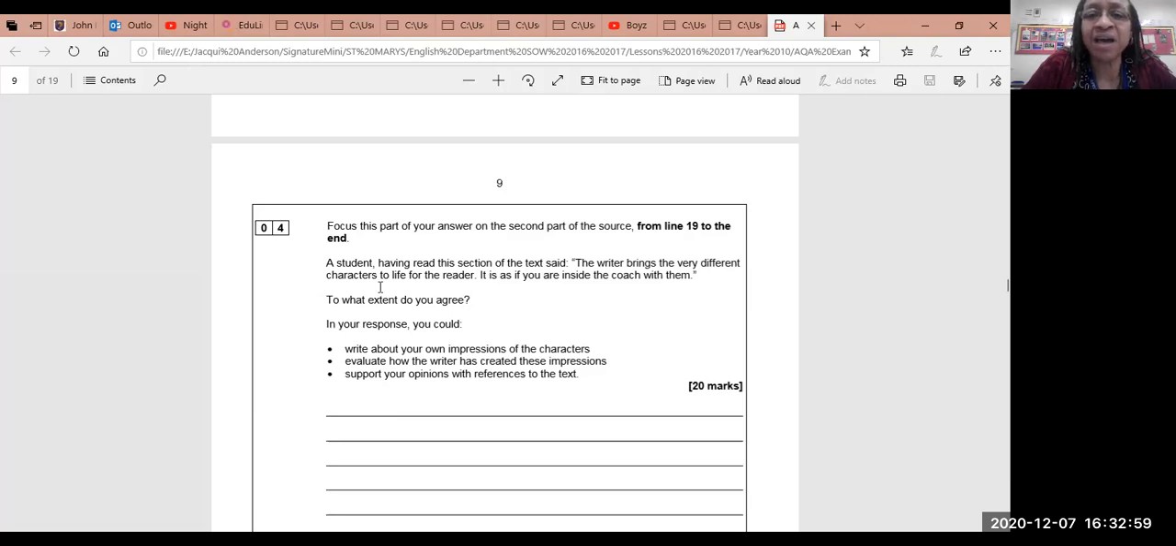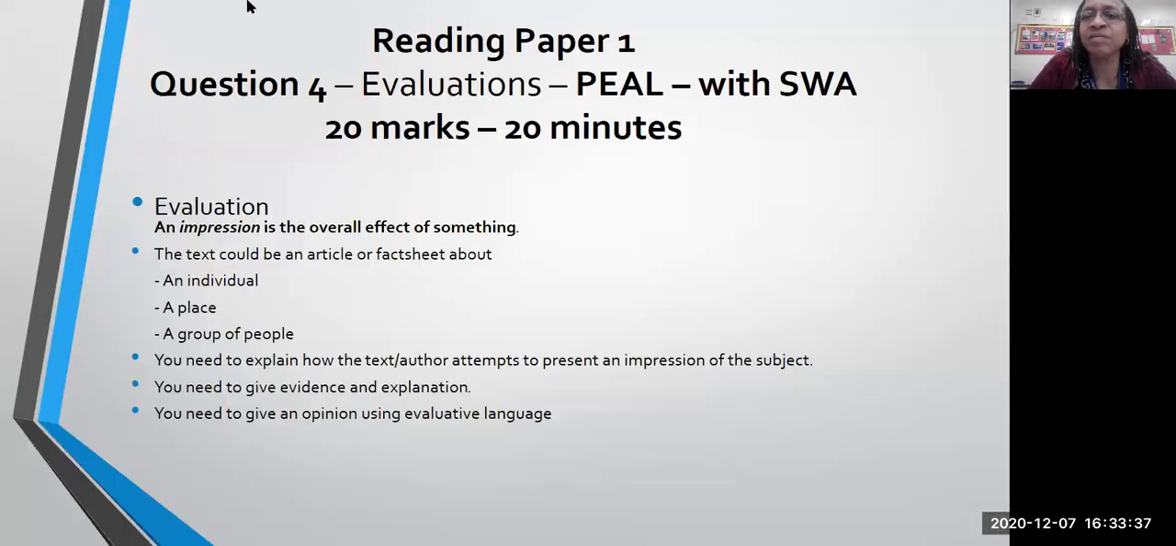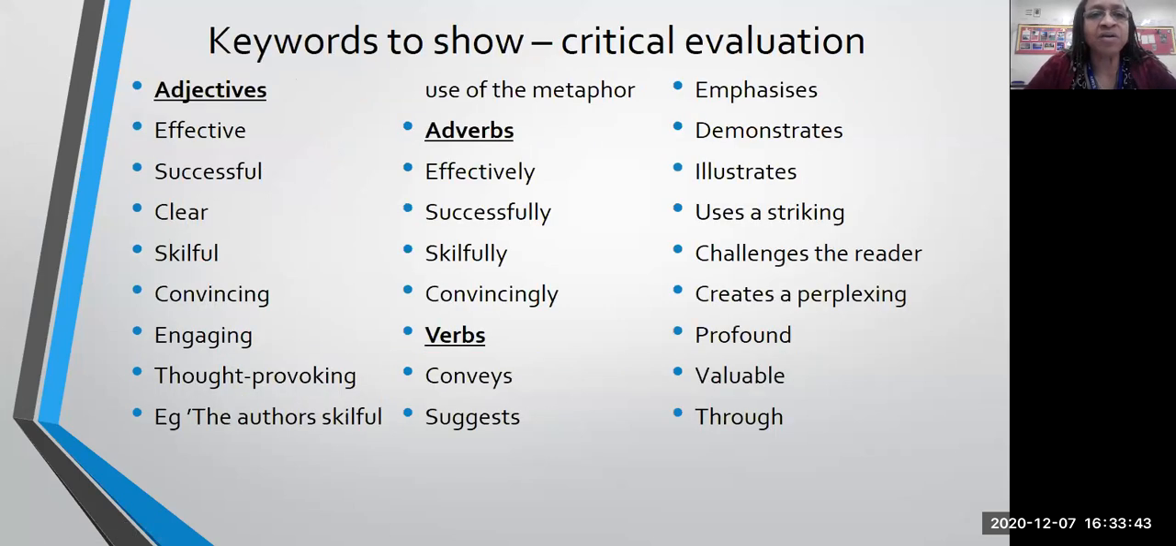You need to say how you feel the writer has created, have they been successful in creating those impressions of the characters. So right, gentlemen, what I've done is I've changed it back to the PowerPoint. So these are some of the keywords that help you to show critical evaluation. You do your PEAL paragraphs, but you include these types of words to show that you are critically evaluating the language, the words that the writer has used.